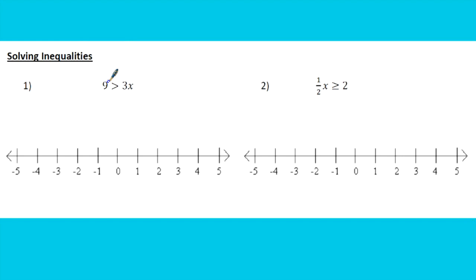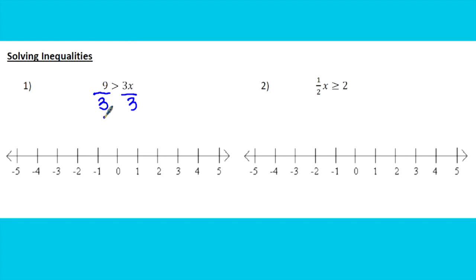So in this example, I have 9 is greater than 3x. So I need to get x by itself here before I can graph my inequality. So we have to think about, okay, well, what's happening to our x? In this case, 3 is being multiplied by x, so we do the opposite, which is dividing by 3. And just like in an equation, whatever you do on one side, you need to do the other. So we're going to divide by 3 on both sides.